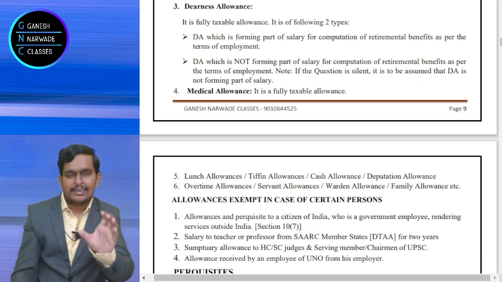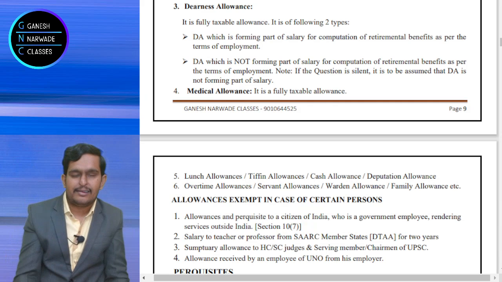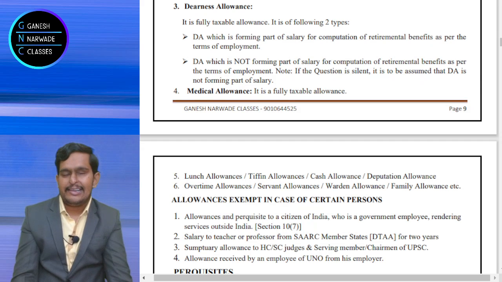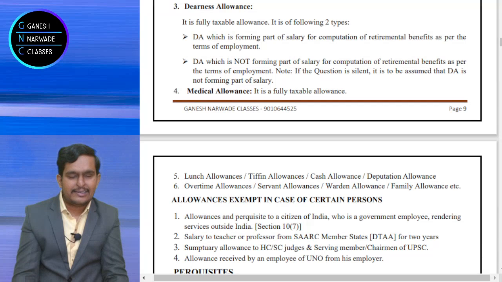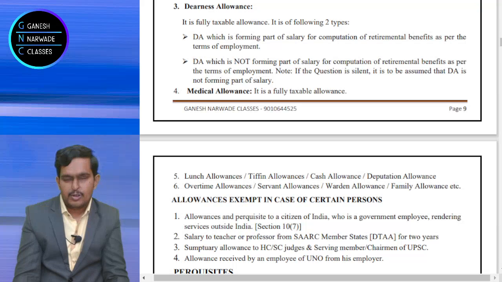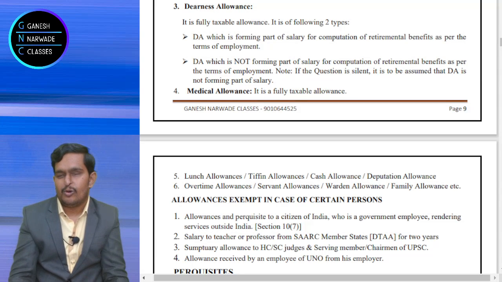Now, the next thing is exempt allowance. I am not talking about a particular allowance. I am talking about a particular person, and for this person all allowances are exempt. Take Indian embassy people working outside India for the Government of India. They get basic salary, allowances, all that. For them, allowances are fully exempt. So Indian citizens who are government employees working outside India and receiving salary outside India, for them all allowances are fully exempt, even full perquisites are exempt. Okay, clear?